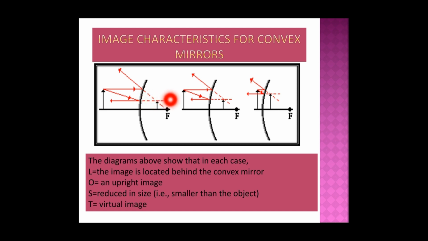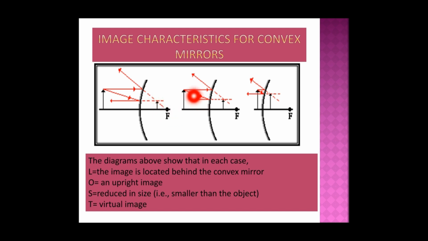The first ray is reflected to the focus, and the second ray is reflected parallel to the principal axis. You can see that there is an intersection of the imaginary lines that we form following the reflected light. And there we can see the formed image.